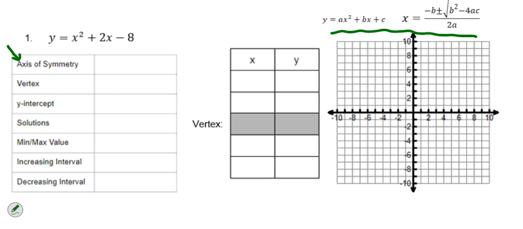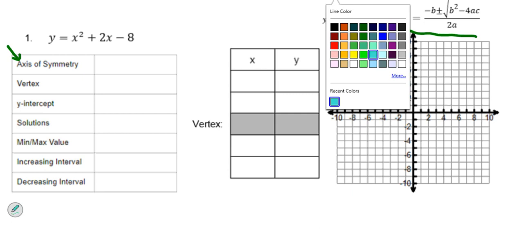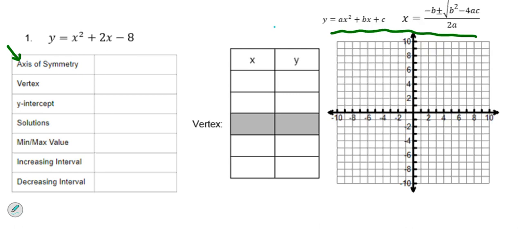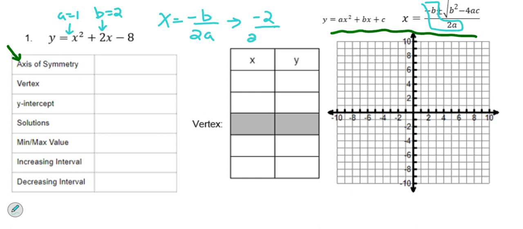And what we're going to use is the quadratic formula that they gave you, and we're going to remember we need negative b over 2a. So x equals negative b over 2a is how we're going to find our axis of symmetry. Remember, a is the number right here, so a is 1, and b is the number here, so b is 2. So we're going to have negative 2 on the top, and then 2 times 1, which gives us negative 1. That's my axis of symmetry.